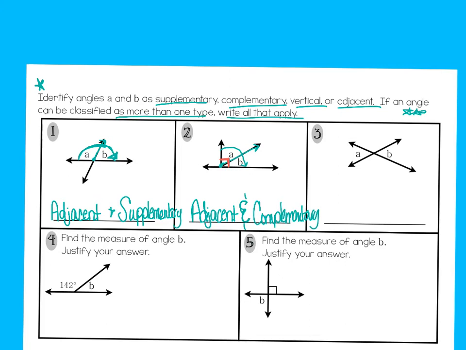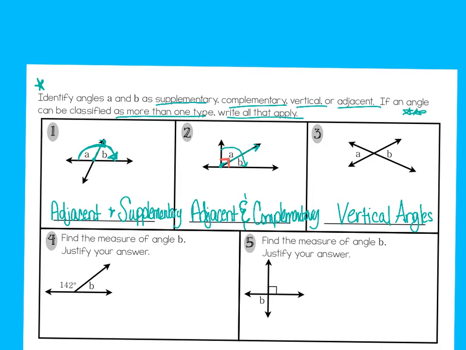Okay, number 3. Angles A and B would be vertical angles. Okay, and that's all that applies for that one. Just as a reminder, vertical angles are congruent. So this measure would equal this measure.